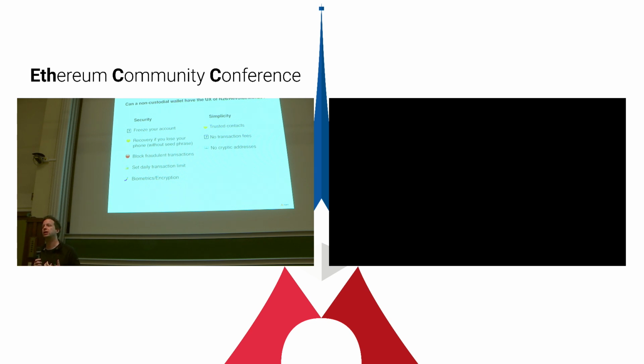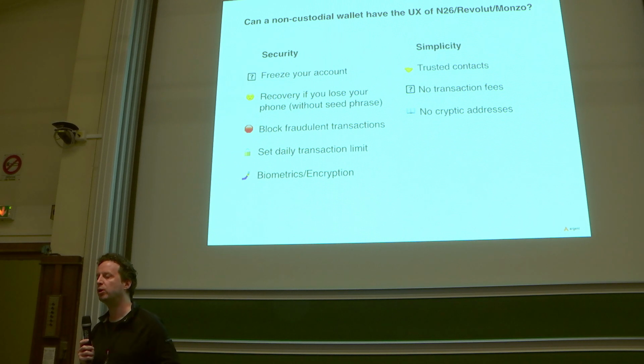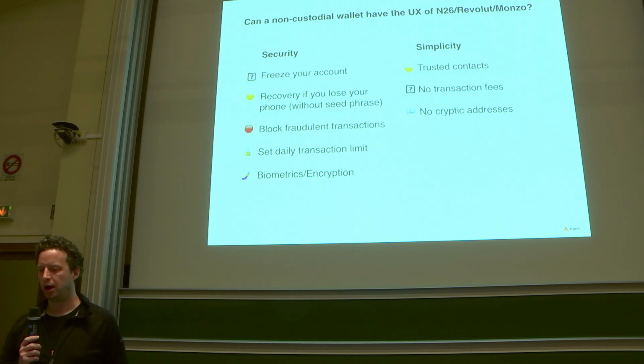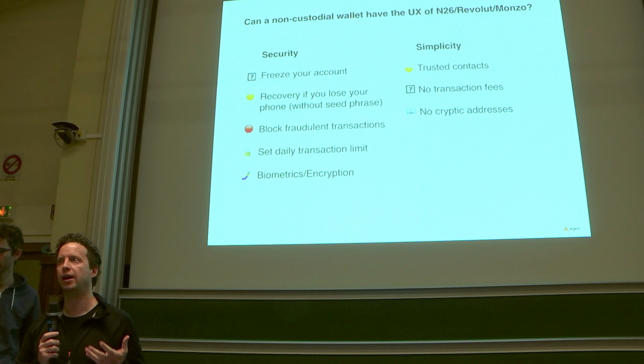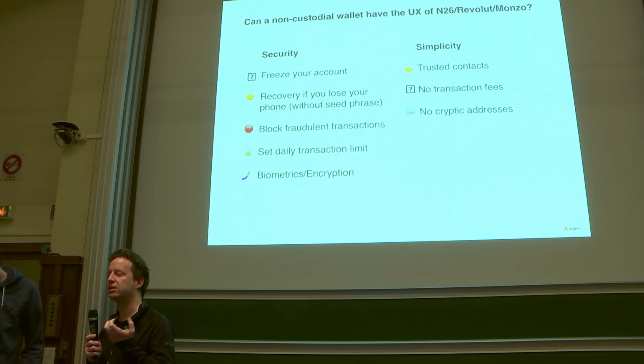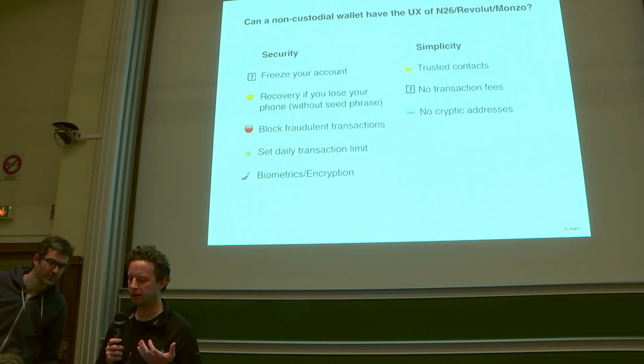And really the question we asked ourselves is, can we build a non-custodial wallet and give the UX of N26, Revolut, Monzo, or whatever you might be used to? So key feature for us, the same way that when you lose your physical wallet, you call your bank, you freeze your card, we said, okay, we need to be able to freeze our account if there is a problem. We, of course, need recovery. Let's say I lose my wallet. And that should be done without a seed phrase. We feel it's an anachronism to still have a piece of paper as a backup, and that can't be the future of payment.